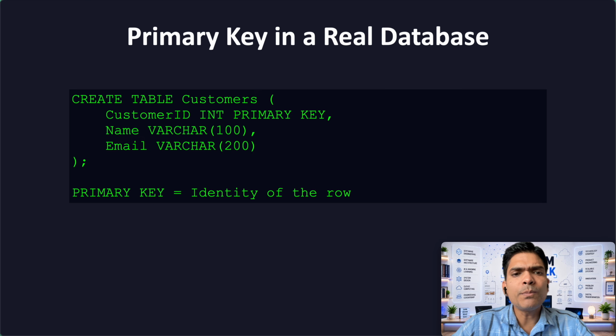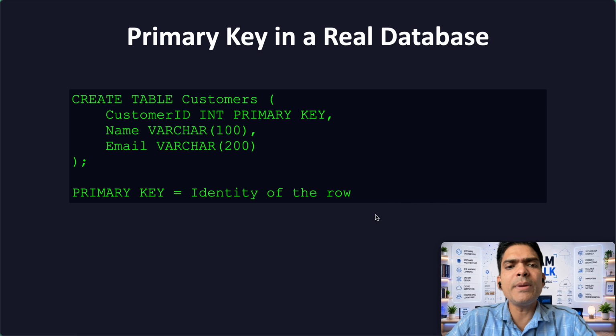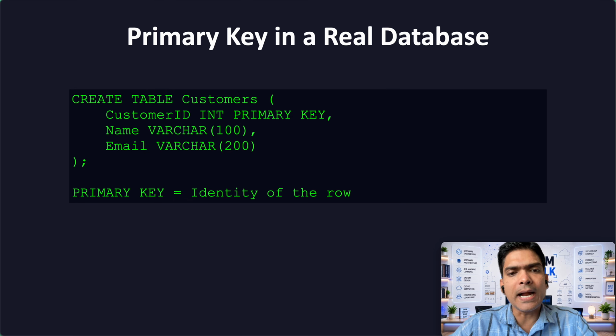Here is what this might look like in SQL. We define customer ID as a primary key. From this point, the database knows that every customer ID must uniquely identify a customer. So if we try to insert another customer with the same customer ID, the database can reject that operation. This is important because the database itself helps protect the integrity of our data.